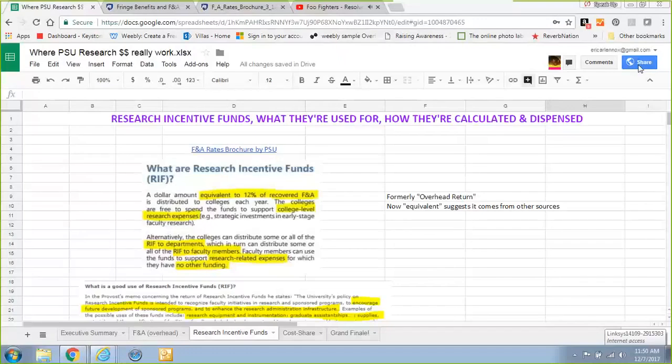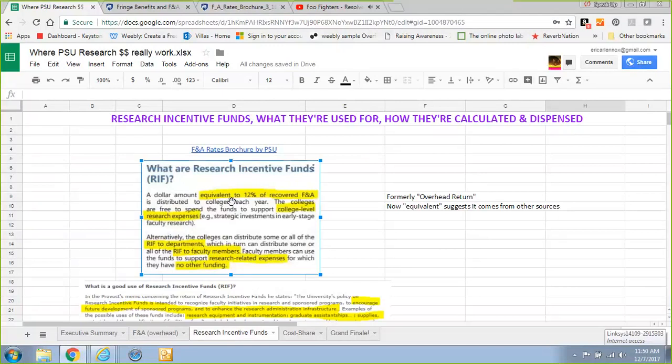Okay, part two. So now we're going to cover research and incentive funds, what they are, what they're used for, how they're calculated and dispensed. So per the FNA rates brochure that I showed to you in the FNA video, this is a snippet straight from there.